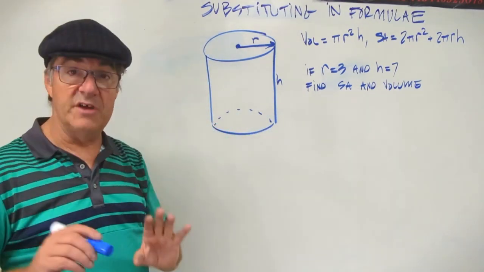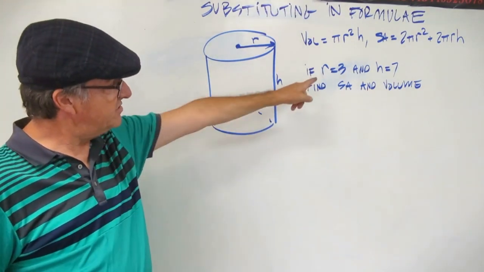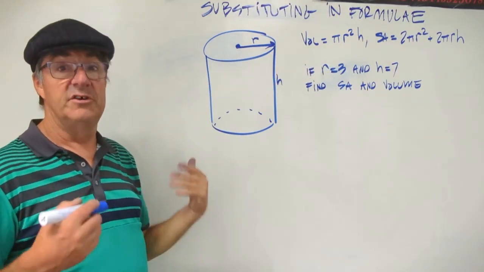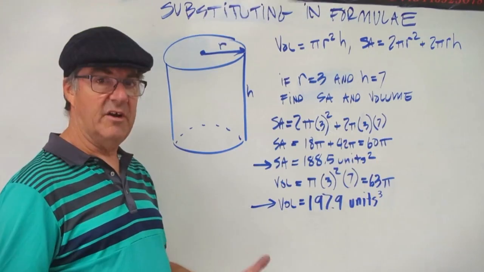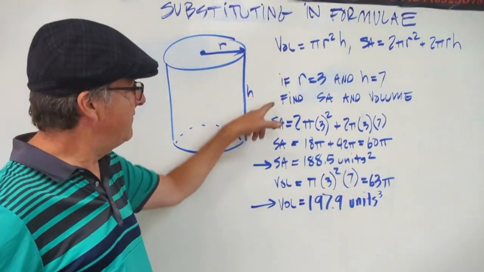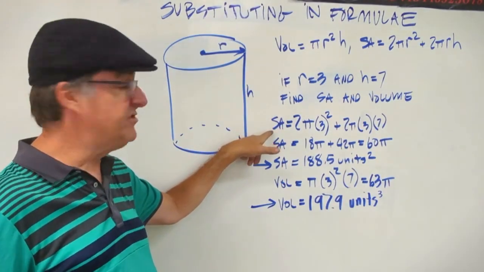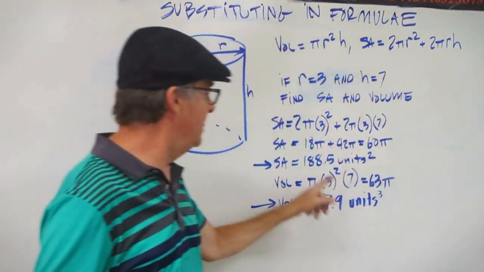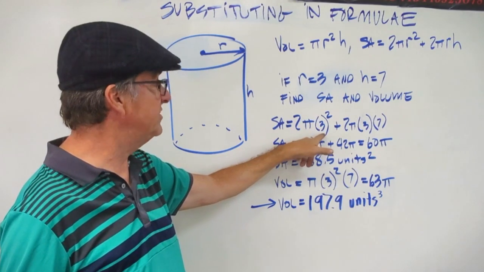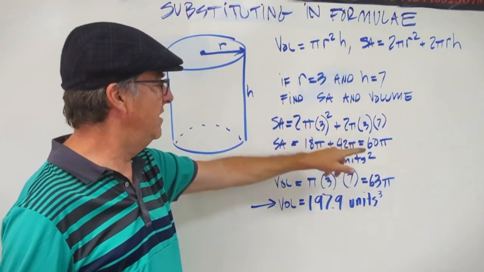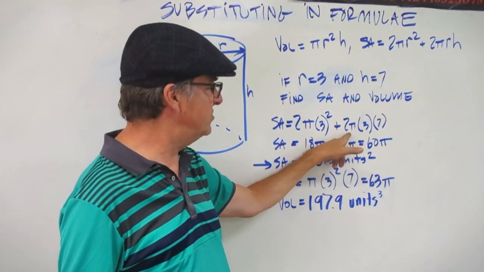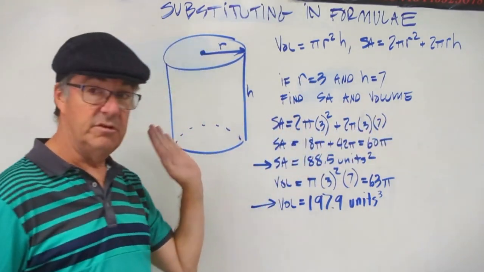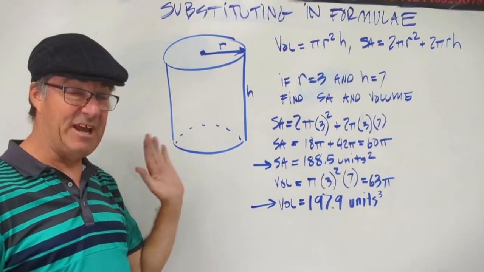What I want you to do is go ahead and pause the video and substitute these two values into both those formulas and calculate your surface area and your volume. All right, let's see how you did. So for my surface area, which is what I chose to do first, I did my plug-in step. So I used my formula up here, and I did 2 pi r, which is 3 squared, and then I did a plug-in step for the rest of it, 2 pi r h.